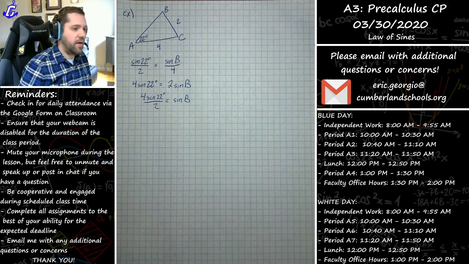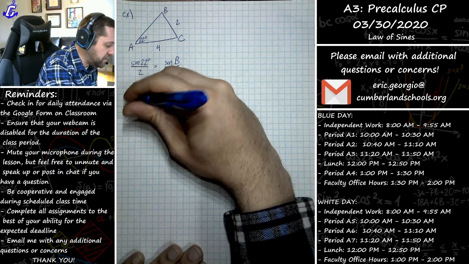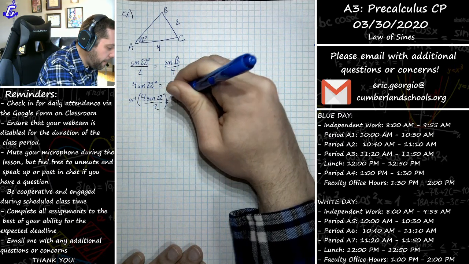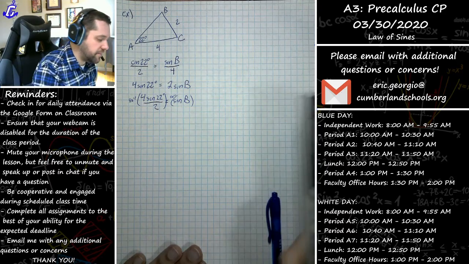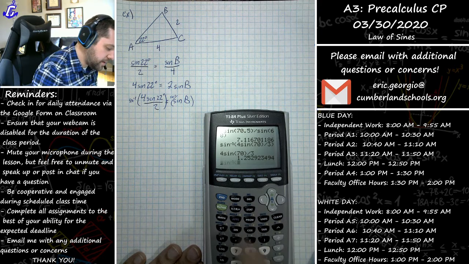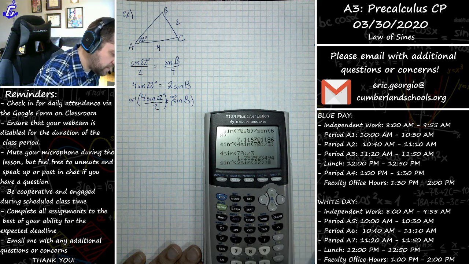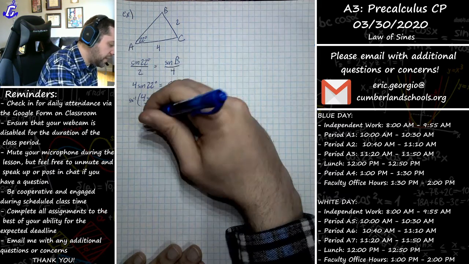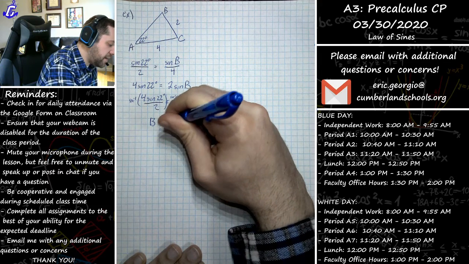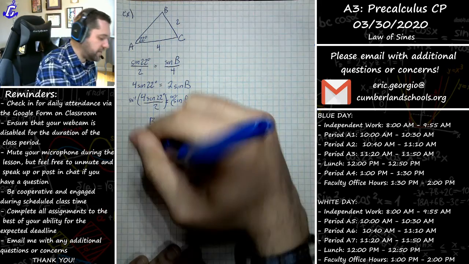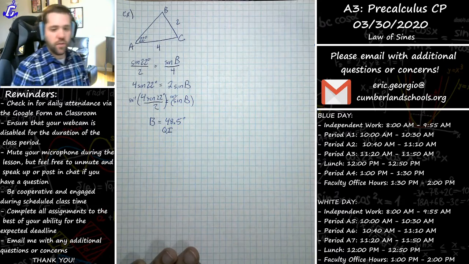Now do the sine inverse of both sides. I'm going to plug it into my calculator as the sine inverse of 2 sine 22, just because that's a lot faster to type. That should come out to be 48.5. So we get that B is about 48.5 degrees, at least it could be if this triangle exists in the first quadrant.